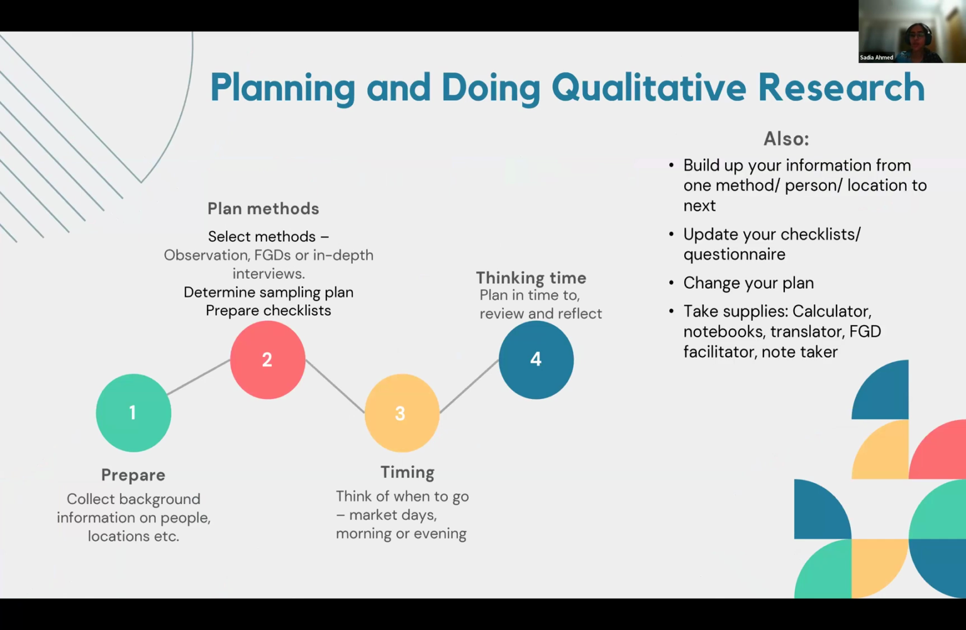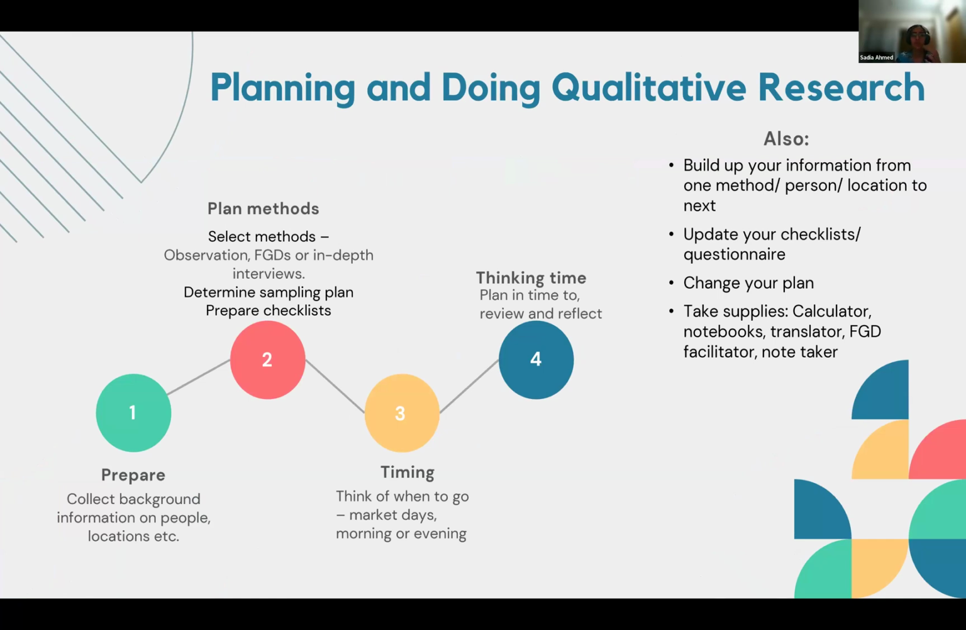Planning and doing qualitative research takes quite a bit of time. So the first thing you would want to do is collect background information on the people and on the different locations there are, so that you can decide on the methods, the location, and the people you want to talk to. That helps you to plan your triangulation from the beginning.